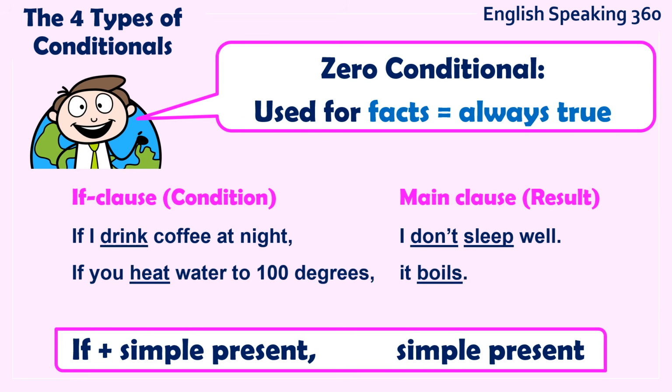Another example. If you heat water to 100 degrees, it boils. It's a fact. If you add 2 and 2, you get 4. It's a fact. It's always true.